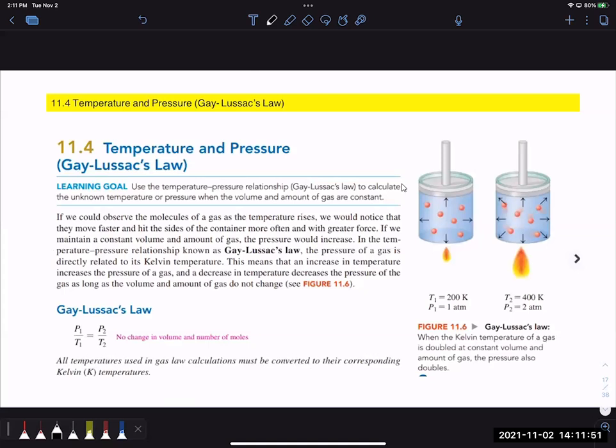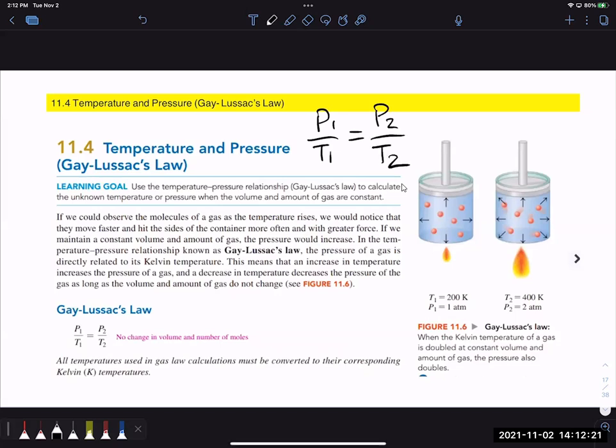So we can also talk about the relationship between temperature and pressure, or Gay-Lussac's law. If we could observe the molecules of a gas as the temperature rises, we would notice that they move faster and they hit the sides of the container more often and with greater force. This relationship is Gay-Lussac's law. So we have another proportional relationship. I'll write this bigger. P1 over T1 equals P2 over T2.